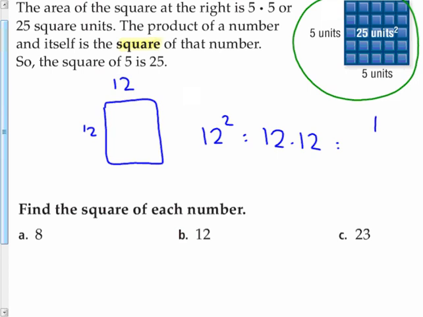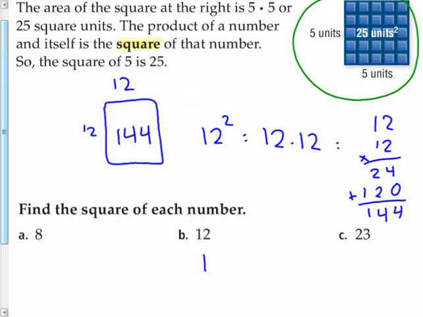We'll look at it here. 12 times 12. 2 times 2 is 4. 1 times 2 is 2. Drop my 0. 2 times 1 is 2. 1 times 1 is 1. And I get 4 plus 0 is 4, 2 plus 2 is 4, and 1 plus nothing is 1. 12 squared is an area of 144. So we say the square of 12 is 144.